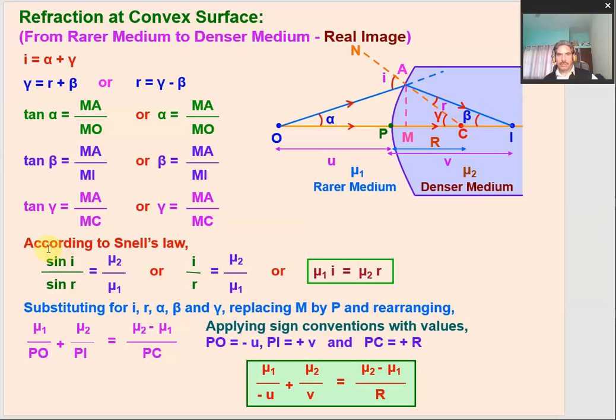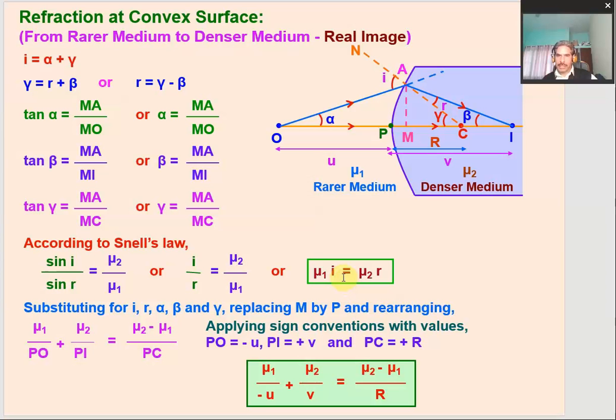From here, because angles remain quite small, they will be very nearly equal to their sines. So sine i is very nearly equal to i, and sine r is very nearly equal to r. So that's why in place of sine i upon sine r, we are using simply i upon r, because angles remain quite small. So this will be equal to mu 2 upon mu 1, and on arranging it we get this equation.